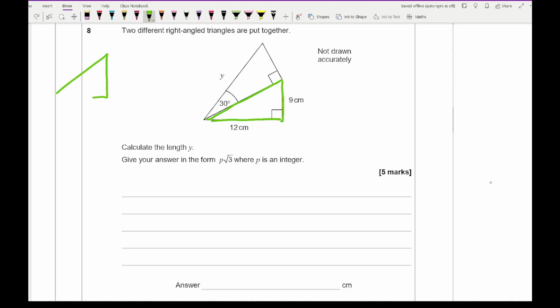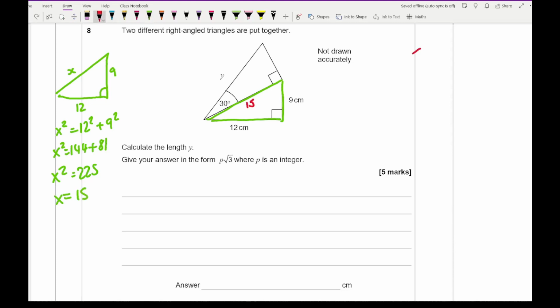So if I just draw that triangle out again, let's call this side x. And I know that this is 9 and this is 12. So x squared equals 12 squared plus 9 squared. So x squared equals 144 plus 81. So x squared is going to equal, let me just quickly work that out, 225, which is a square number. So x equals 15.